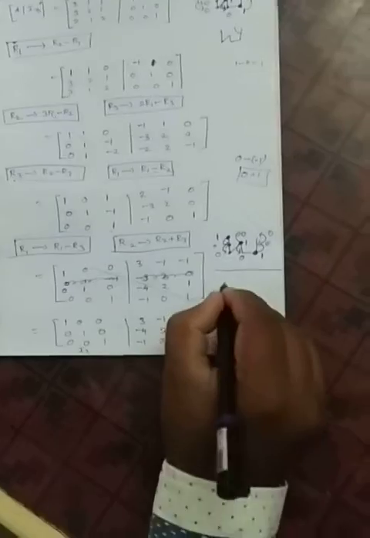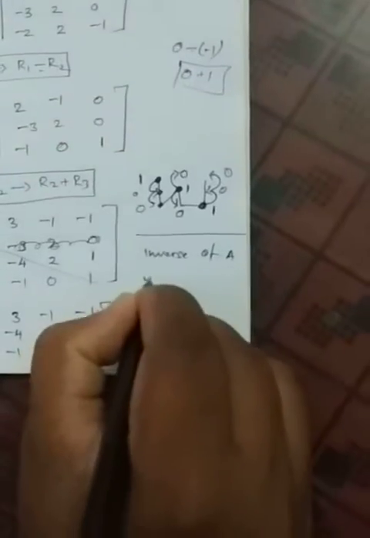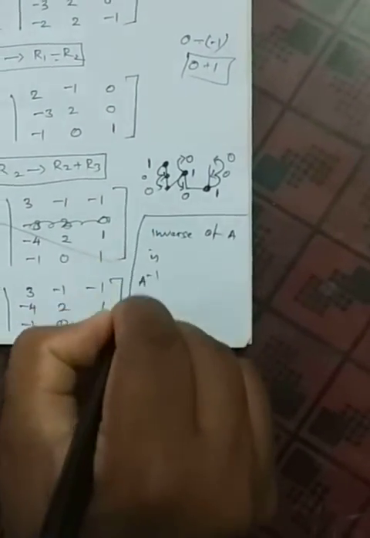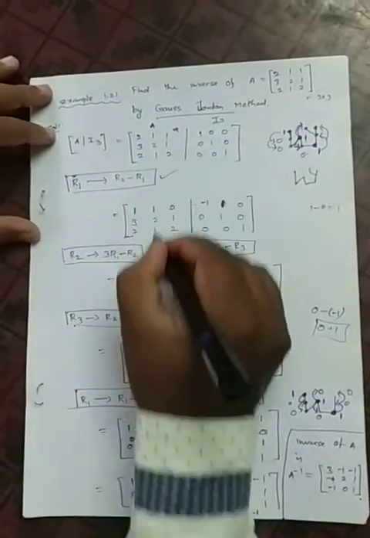Now you can easily say the inverse of the matrix is, I am writing here, A inverse equals 3 minus 1 minus 1, minus 4 2 1, and minus 1 0 1. Okay, you can see here I have used 1, 2, 3, 4 steps only, but you can see I am doing 2 operations in one. So totally 7 operations. With 7 operations you have got the A inverse of this one.